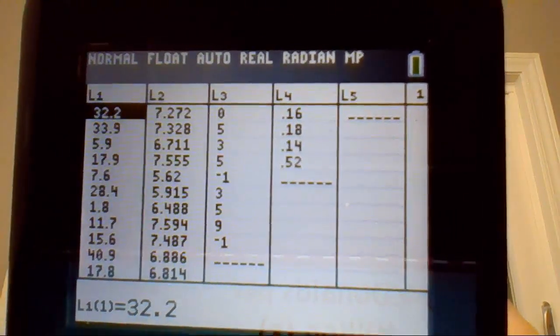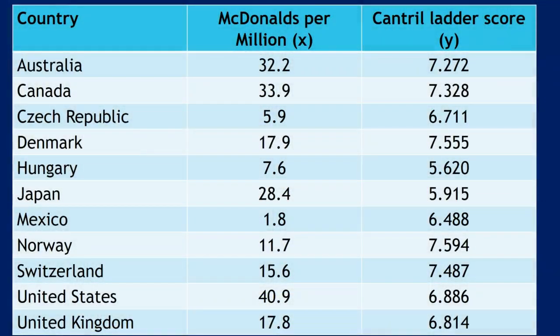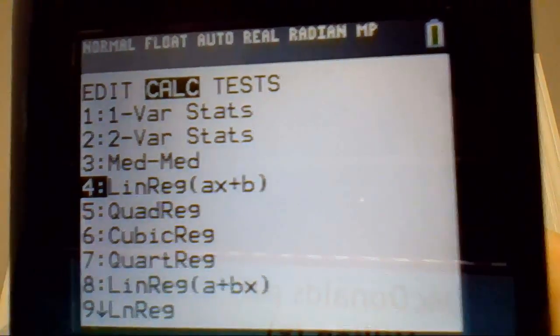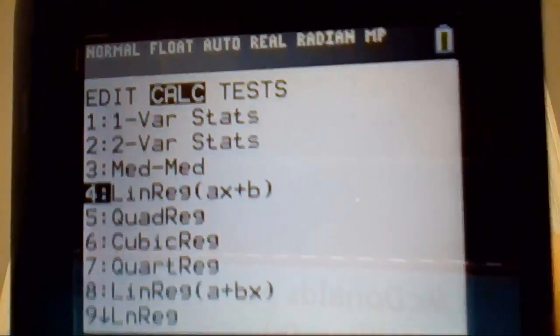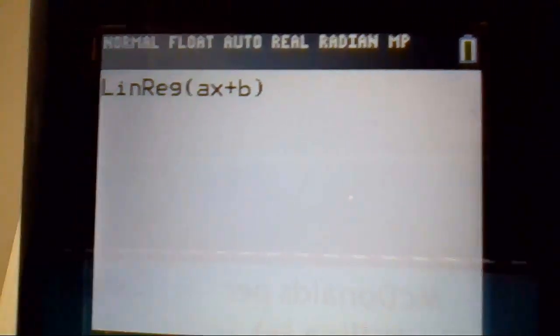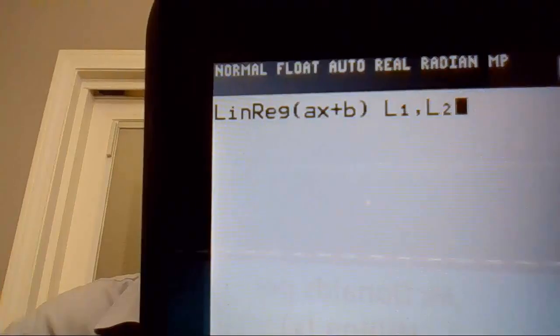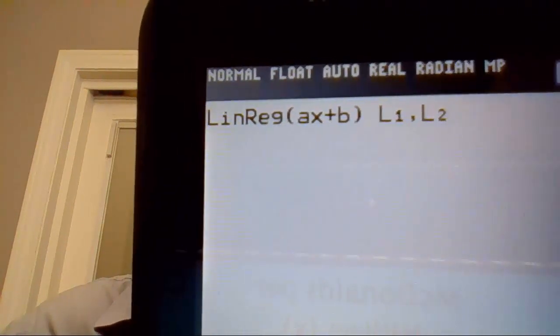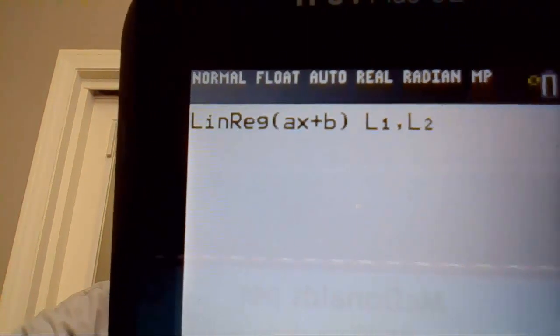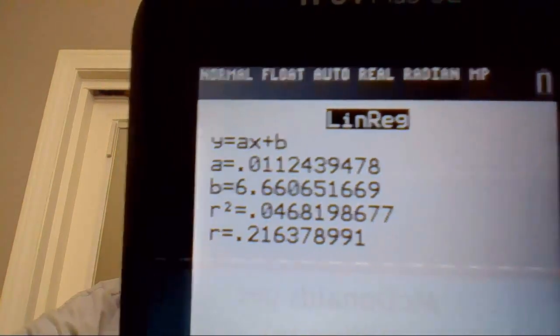Once you've done that, you're going to hit stat, scroll over to calculate, and then hit the number 4. That's the linear regression. That's what your calculator should look like. Now, when you hit enter on this linear regression, you're going to get one of two screens. If your screen looks like this, then you're just going to hit L1, L2 right after the linear regression, and then hit enter. And then your screen will look like that.